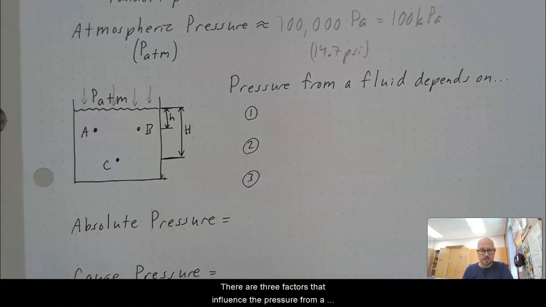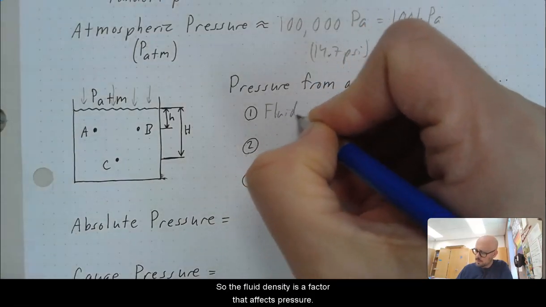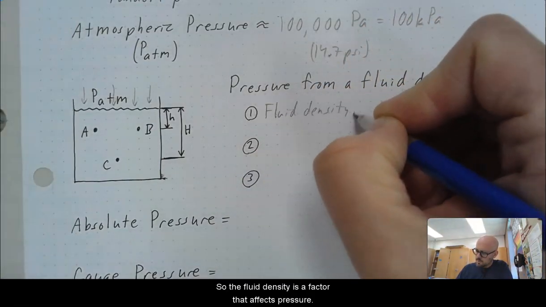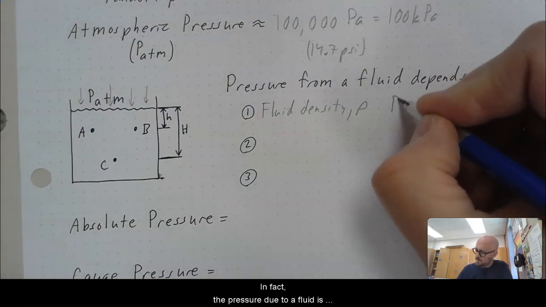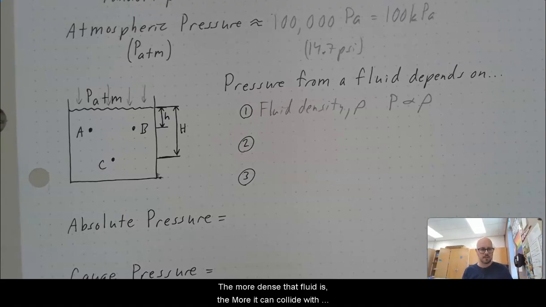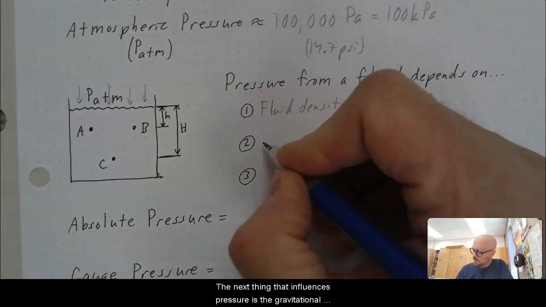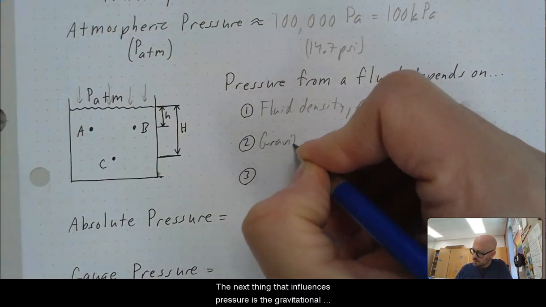There are three factors that influence the pressure from a fluid depending on the properties of that fluid. So the fluid density is a factor that affects pressure. In fact, the pressure due to a fluid is proportional to the density. The more dense that fluid is, the more particles can collide with you per moment. And then also, if you are submerged in the fluid, the more pressure there is coming from the particles above. The next thing that influences pressure is the gravitational field strength.